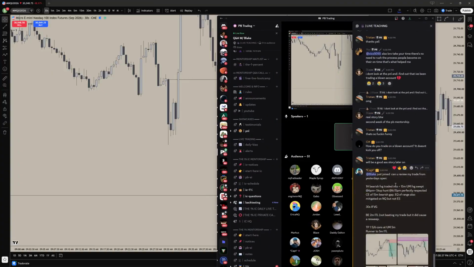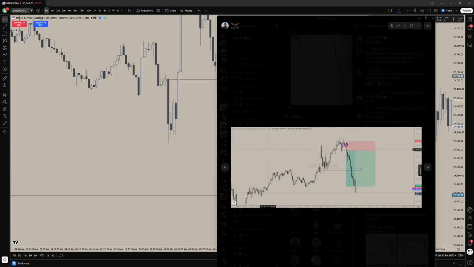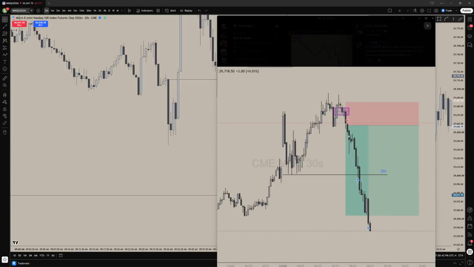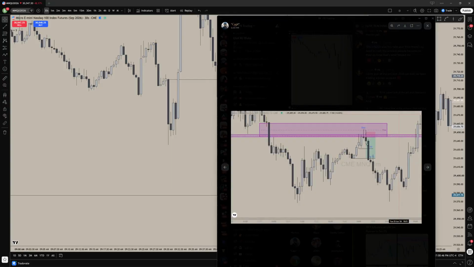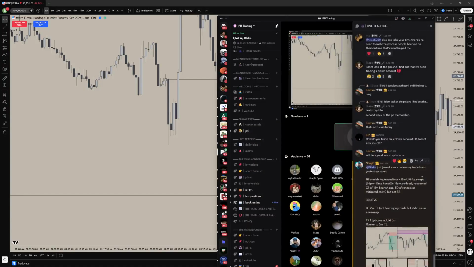Just showing. Can you review my trade from yesterday's open? Well, 30-second chart. Okay, ski. Very nice. Very nice. SMT at the top, when our bearish rally gap stop went. 30-second break even 2 minute.